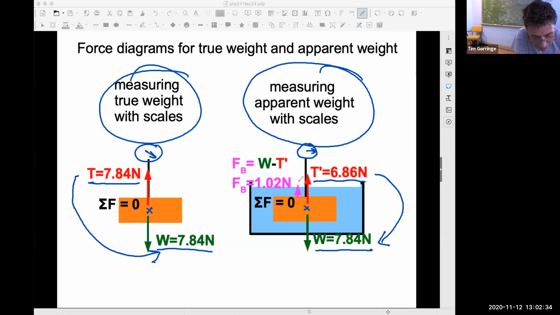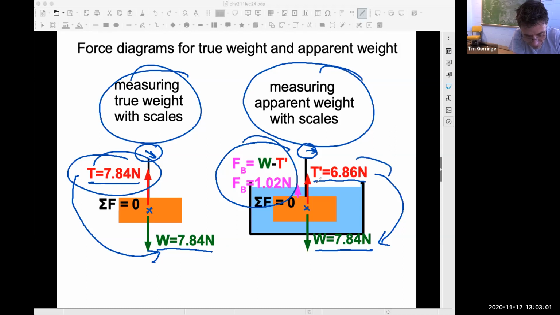And it's a little bit less because there's actually an extra force here. It's the buoyant force. It's the buoyant force because we've immersed the crown in water. And so if we first measured the true weight, so here is the true weight, this guy here, 7.84 newtons. Then we measure the apparent weight, it's this guy here. I called it T prime, it's 6.86 newtons. The difference between those two, the true weight and the apparent weight, that force is the buoyant force.